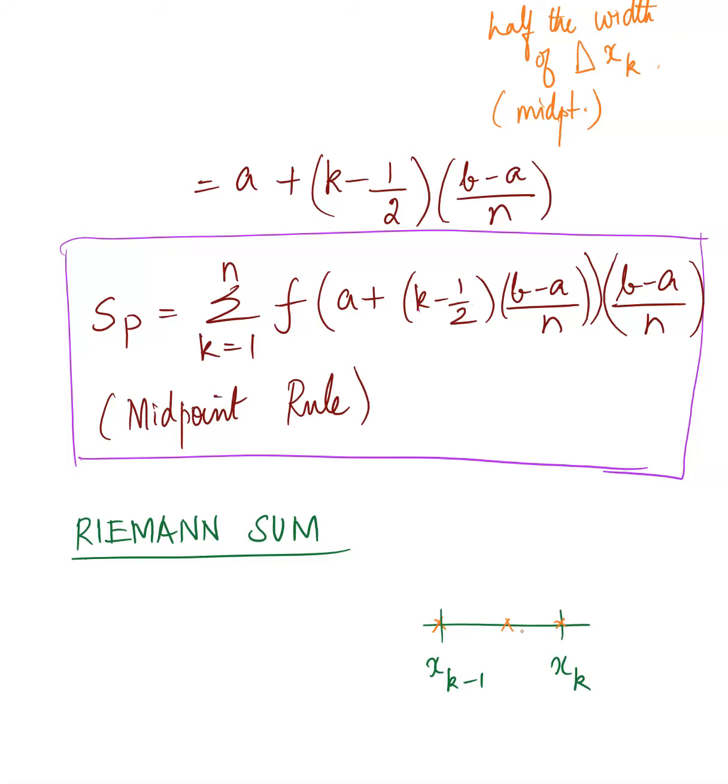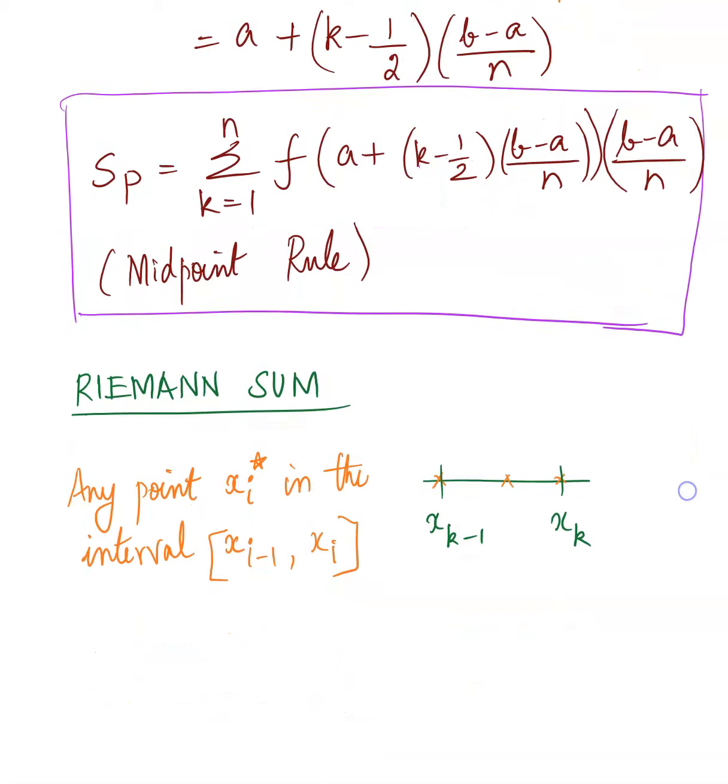So what Riemann said was, for any point xi star in the interval xi minus 1 to xi. In fact, there's a little star that they use. This is the notation that he used. For our sake, we could just say xk with a star, and then we could say that it belongs, remember the symbol, to the interval xk minus 1 to xk.